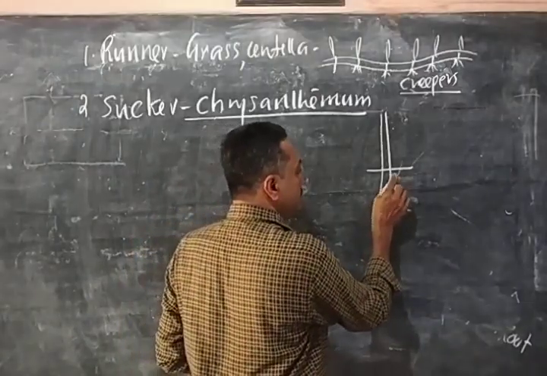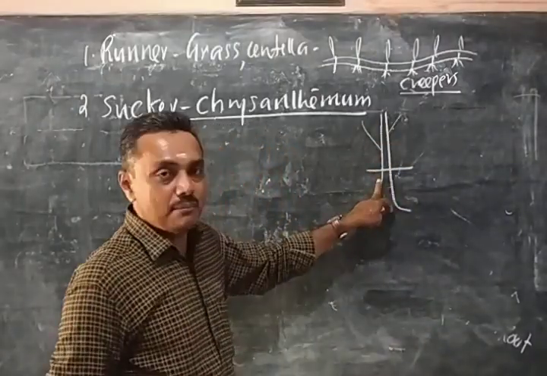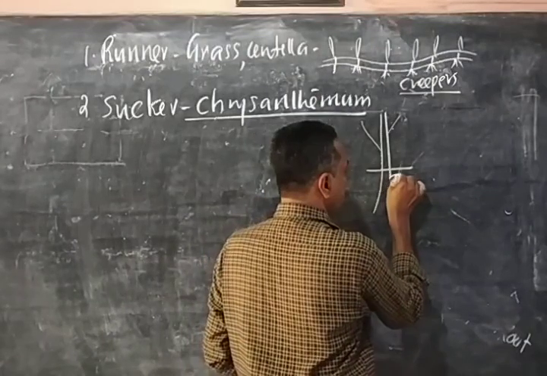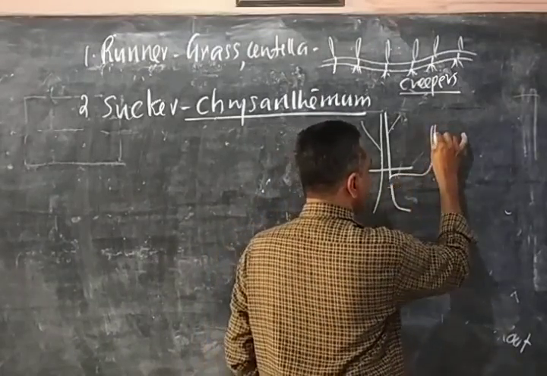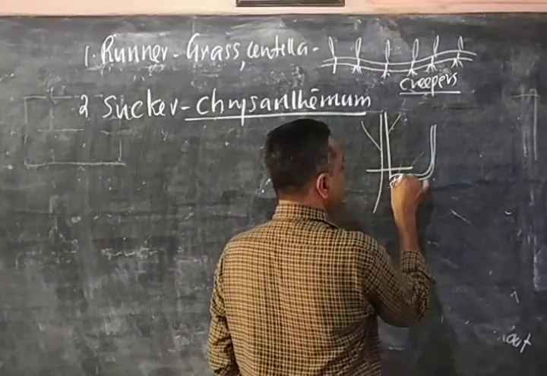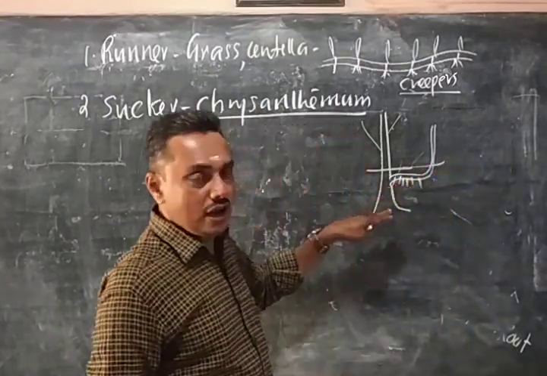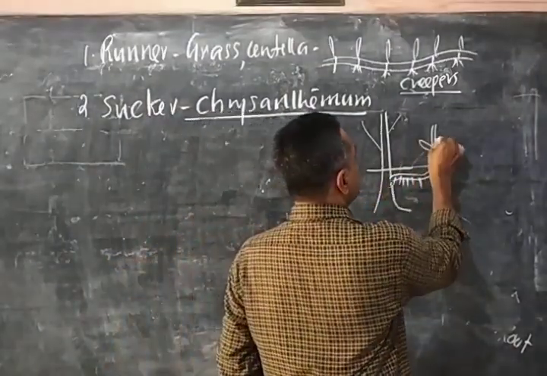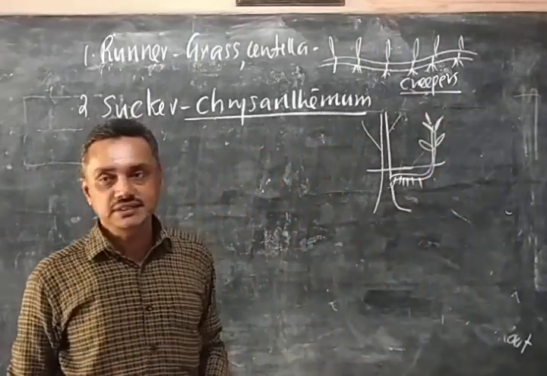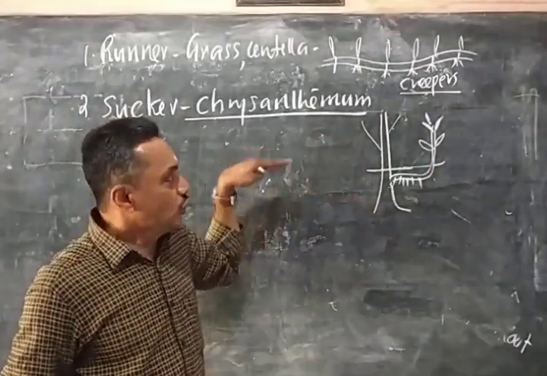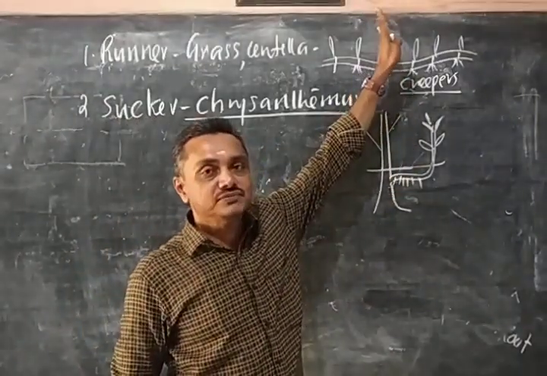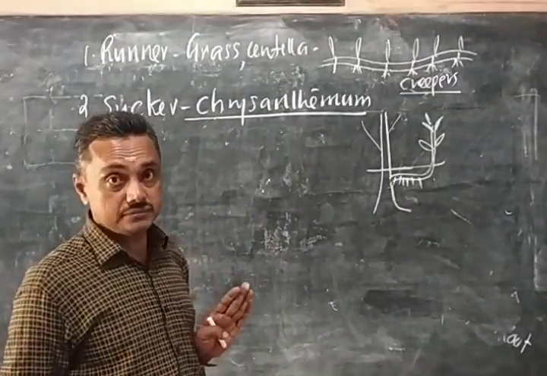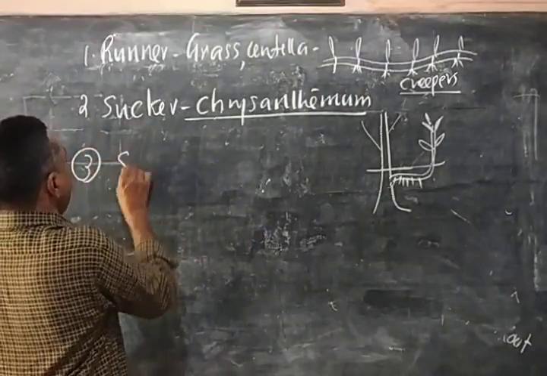This will produce branches. This is the stem of the flowering plant. Branches originate below the soil level, grow through the soil level, then come upwards. See, branches originate near the soil level, grow through the soil level, and the tip comes upwards. That kind of stem is called a sucker. S-U-C-K-E-R, sucker. And the third one is called stolon.